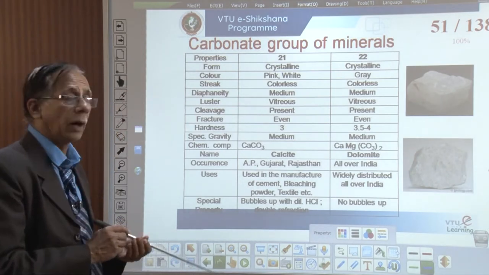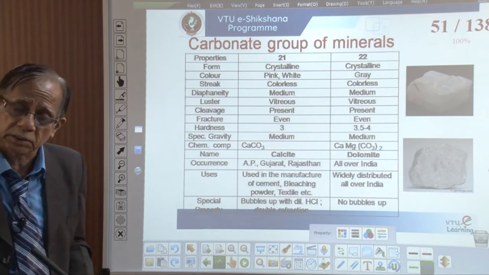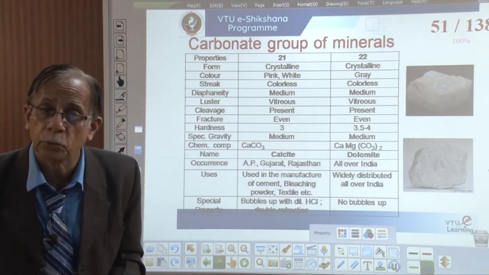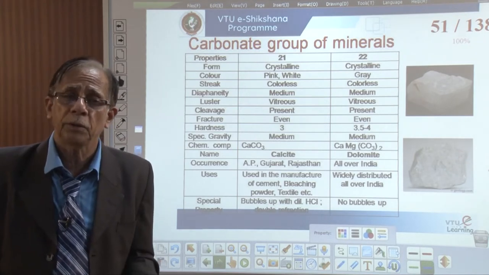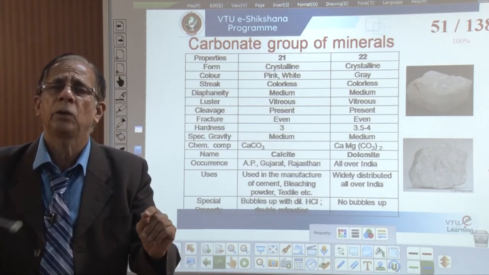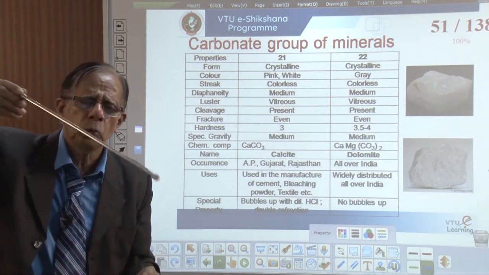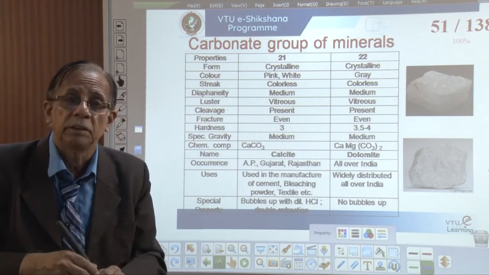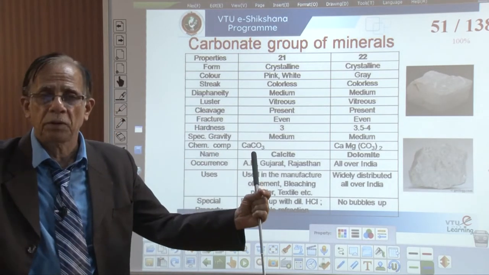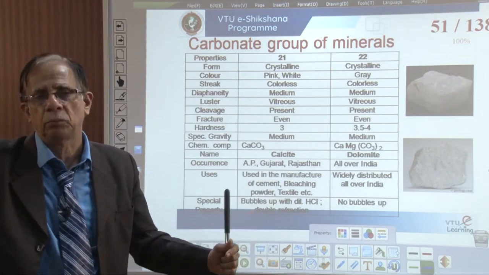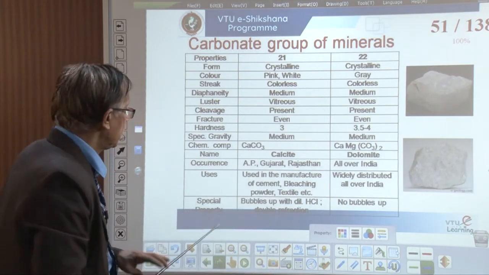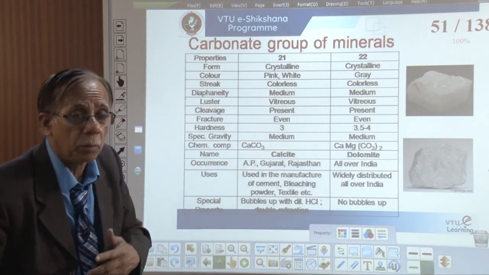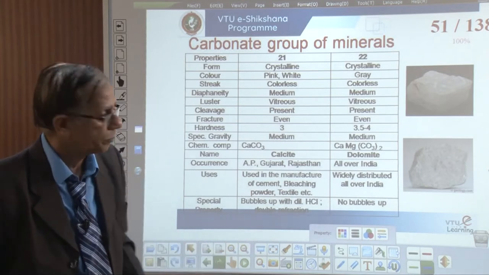What is the special property? How do I identify it on site if I come across such a rock? If I have a doubt, how do I identify it? Put 2-3 drops of dilute hydrochloric acid on the specimen; they evolve carbon dioxide and bubbles come out. That is the indication that this is a carbonate rock, as carbon dioxide is released.